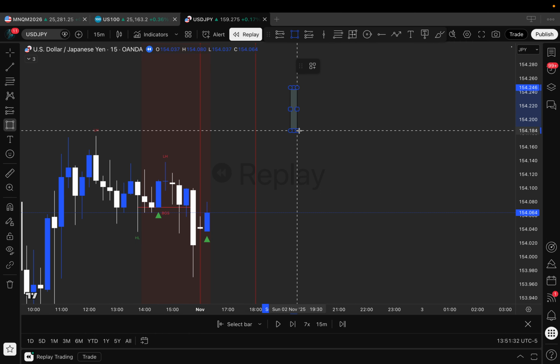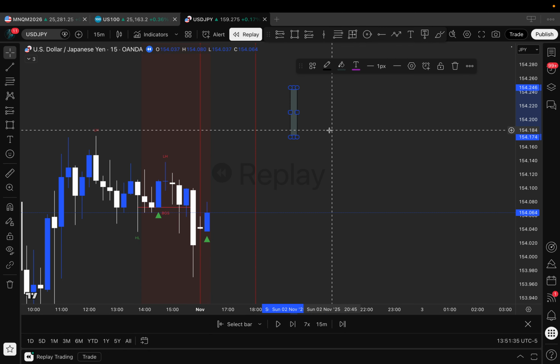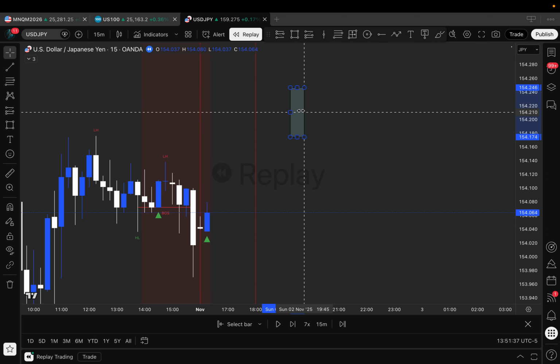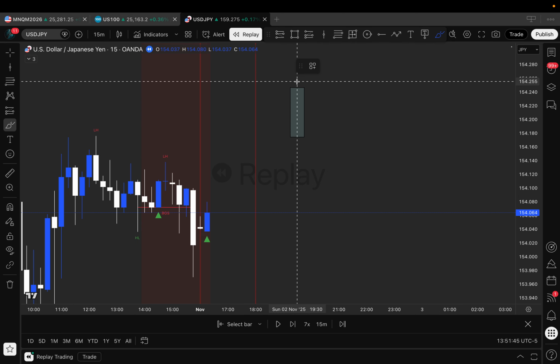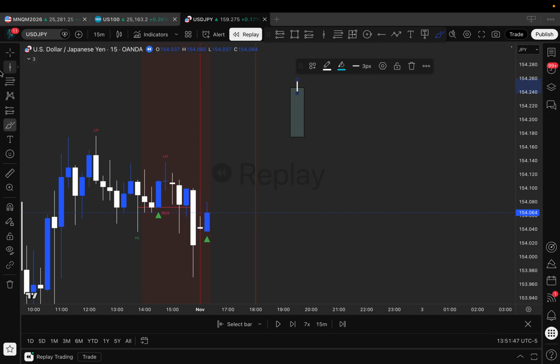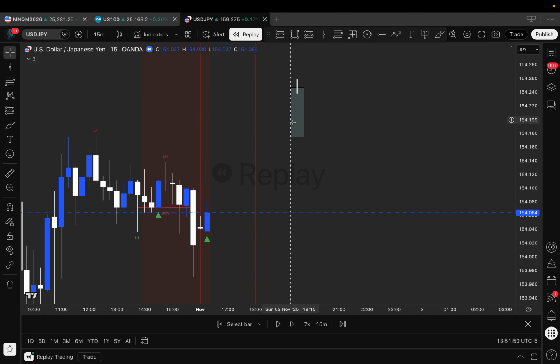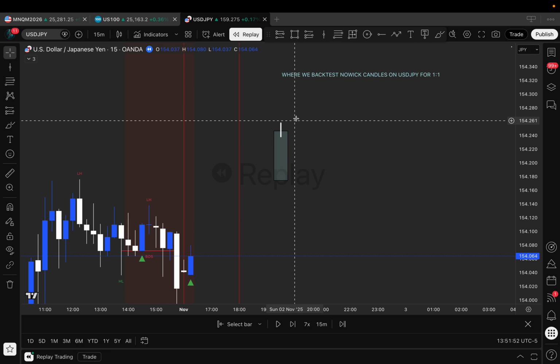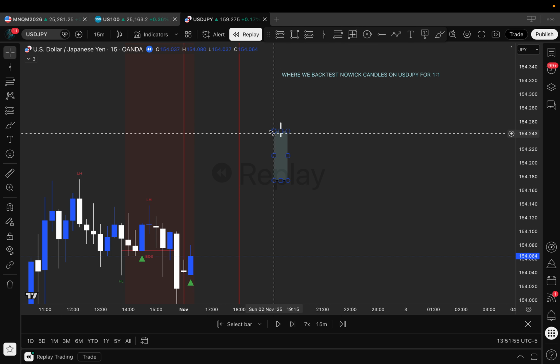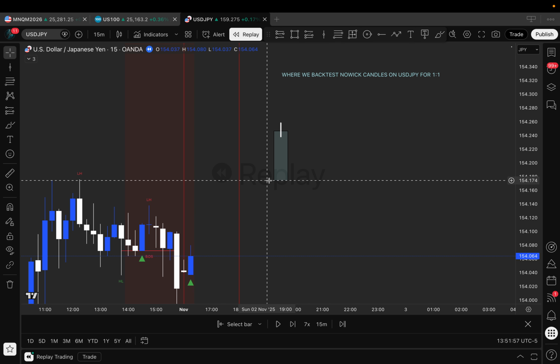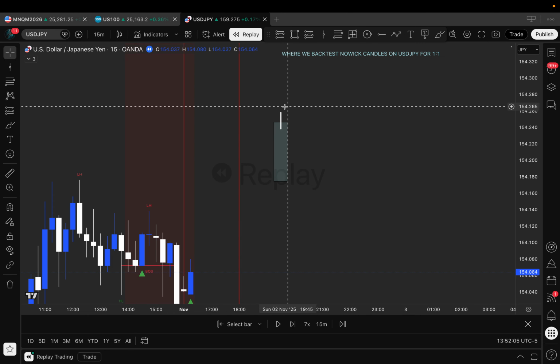Let's check what a No-wick candle is. Assume this is a candle. This is the wick of the candle, and this is the body. This is the wick where the price has rejected and closed here. It opened here. This is the lower point of the candle, this is the high point, and this is the closing point of the candle.